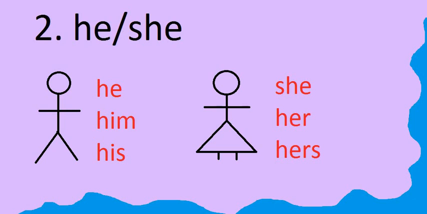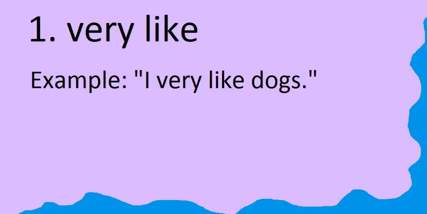And objects such as countries, we would not call he or she, we'd use it. And with animals, we can use he or she, and if we don't know the gender of the animal, we can say it. And number 1, we have very like.